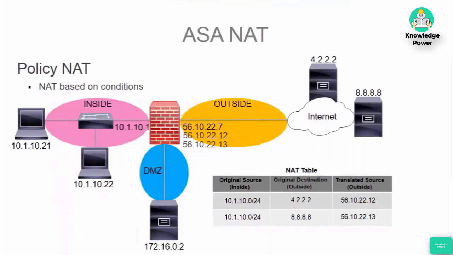Our last type of NAT is policy-based NAT. Policy-based NATs translate addresses based on policy rules. Conditions like destinations can be used to determine what address will be used for the NAT.